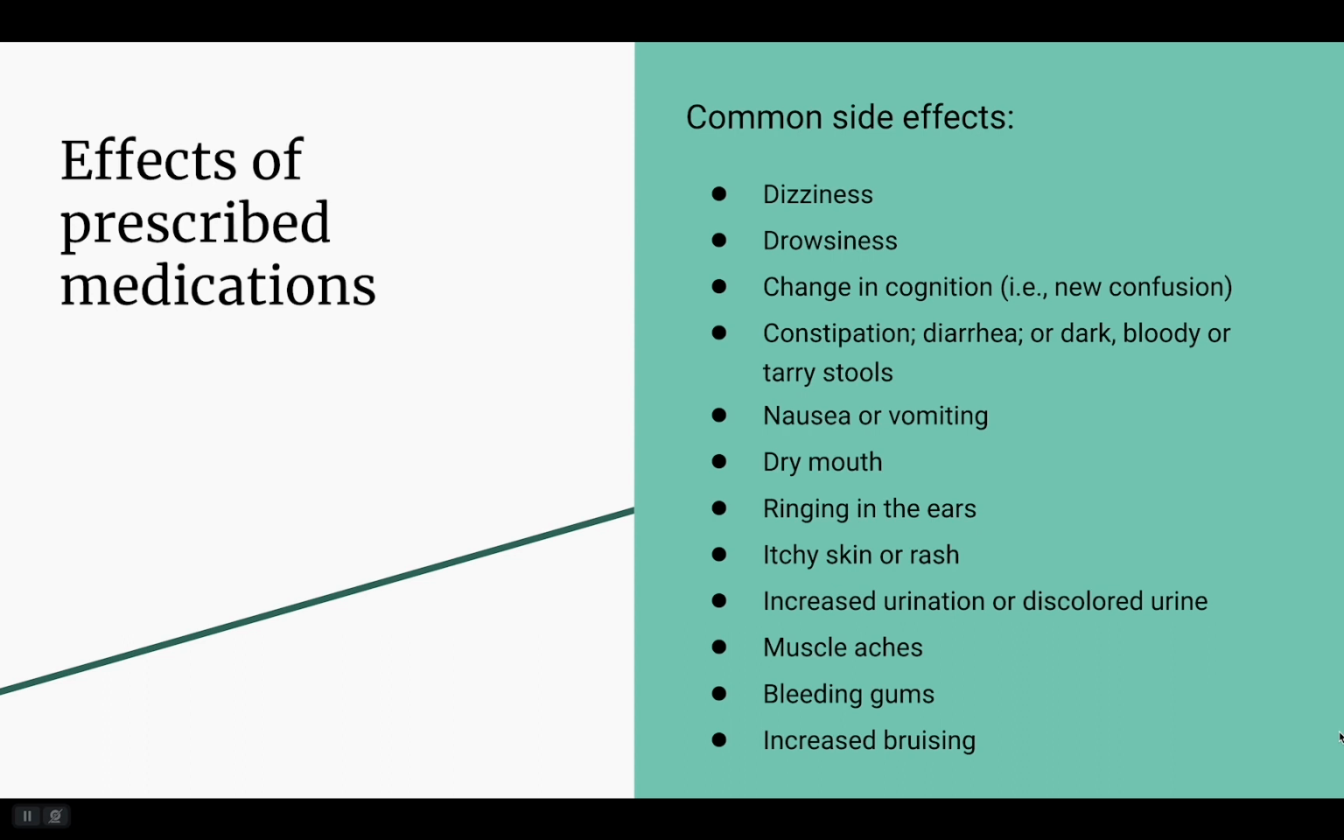constipation, diarrhea or dark, bloody or tarry stools, nausea or vomiting, dry mouth, ringing in the ears, itchy skin or rash, increased urination or discolored urine, muscle aches, bleeding gums, increased bruising.